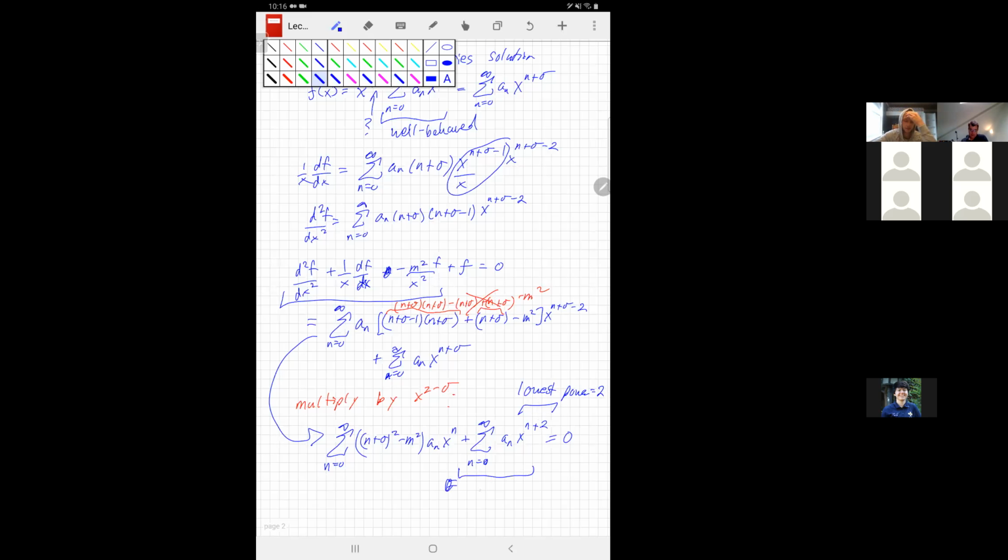So I could rewrite this as the sum from n equals 2 to infinity, a sub n minus 2, x to the n. Because the coefficient of x squared is not a sub 2, it's a sub 0. And the coefficient of x to the 4th is not a sub 4, it's a sub 2.